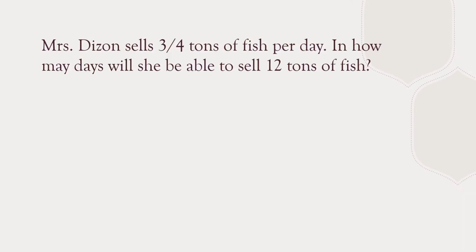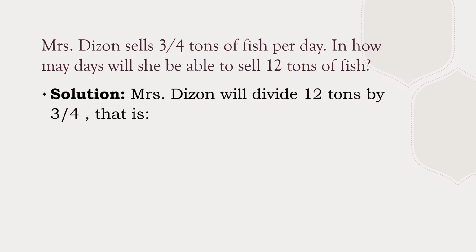We have here an example. Mrs. Dizon sells 3/4 tons of fish per day. In how many days will she be able to sell 12 tons of fish? So she wants to know how many days she will need to sell all the 12 tons of fish that she will be selling. So the solution for this, of course, Mrs. Dizon will have to divide the 12 tons by 3/4. So our operation to be used here is division of fraction.